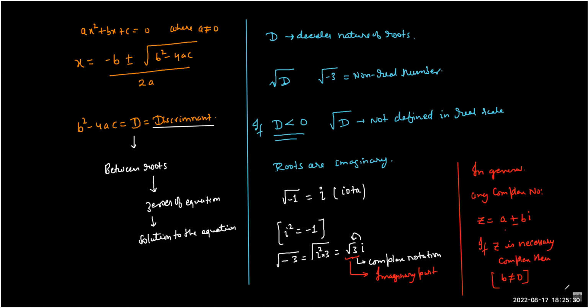So this leads to a concept called complex number is a superset of real numbers. Why? Because every number which we write in this format, if I make B equals 0, I'll get a real number.